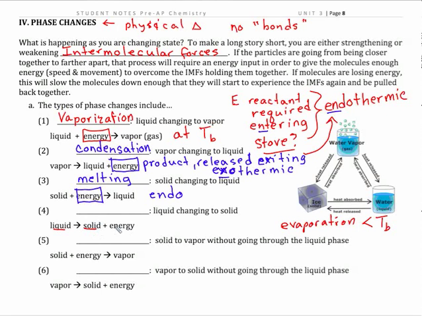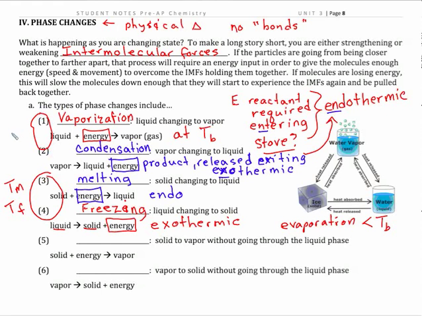Our next is liquid going back to the solid. You notice that energy is a product. It's exiting, so it's exothermic. And that's called freezing. And those temperatures, that's the same temperature for both of them. So if you see freezing point or melting point, that's the same temperature. So sometimes I'll call it TM for T melting, TF for freezing. It's the same thing. These two occur at the boiling point.